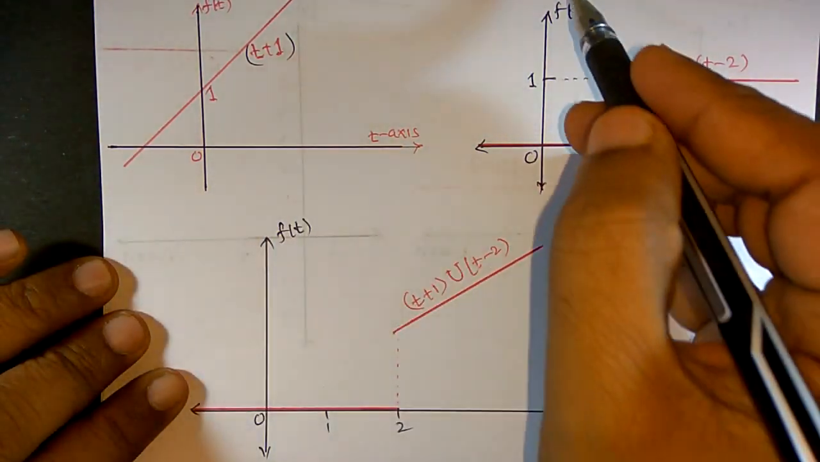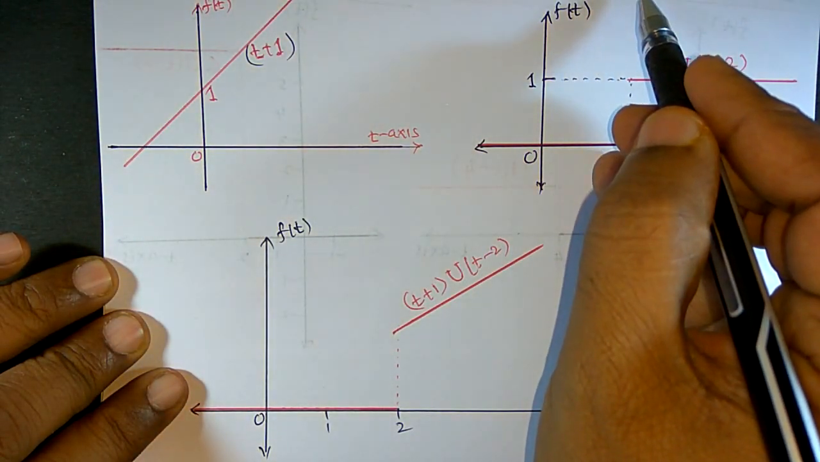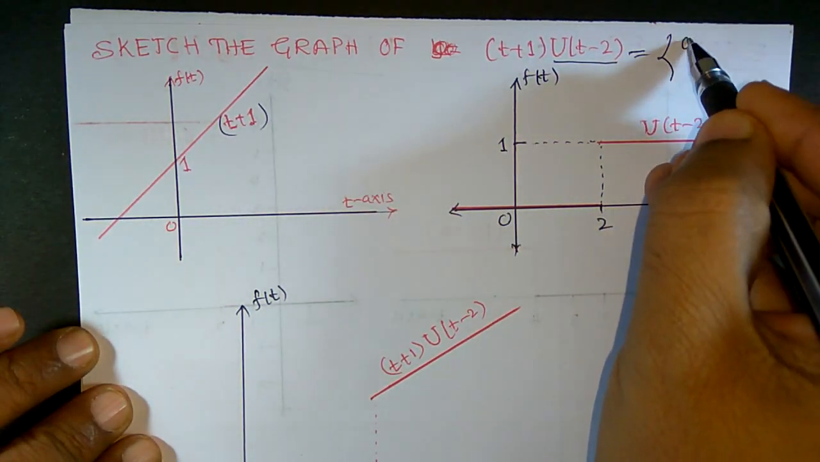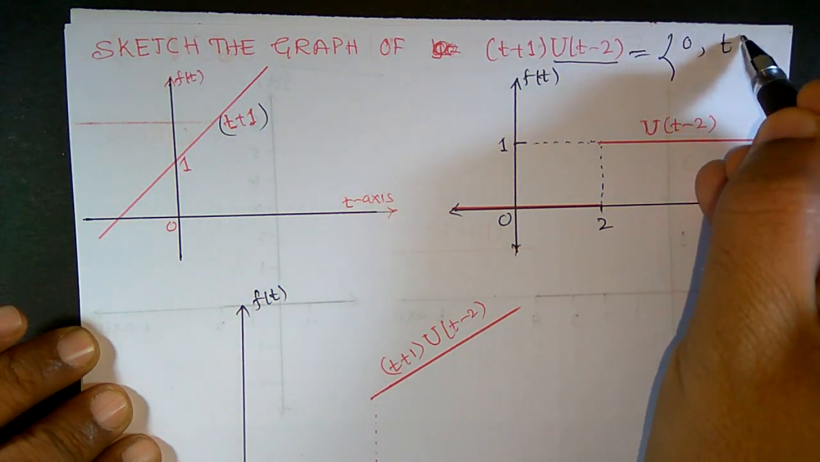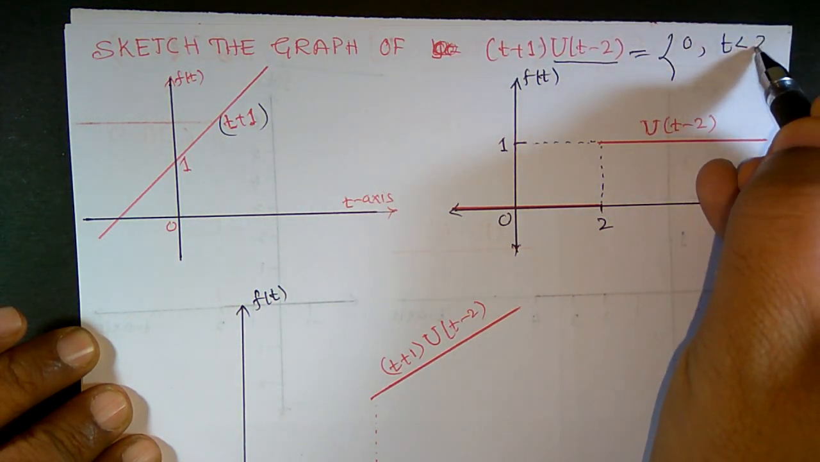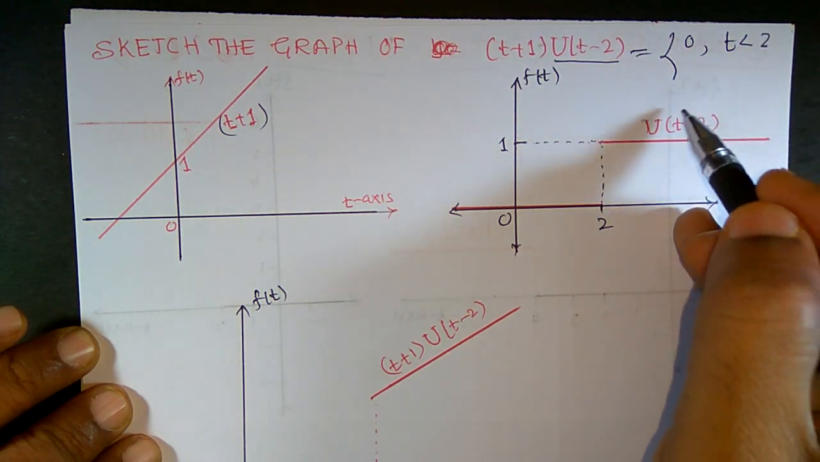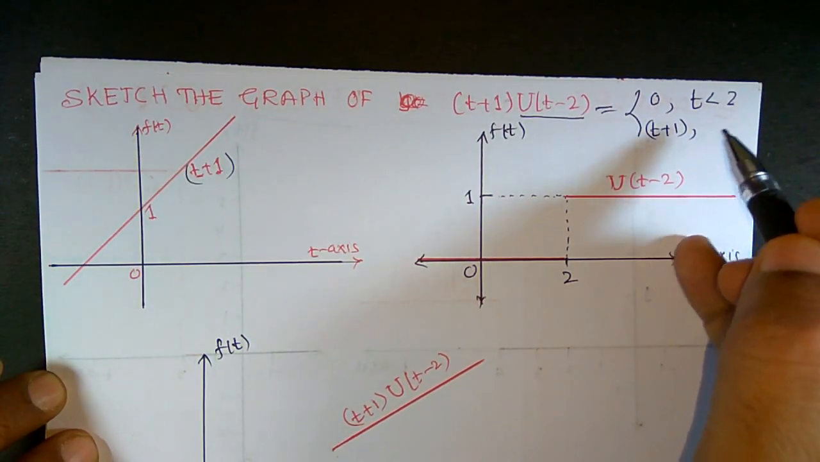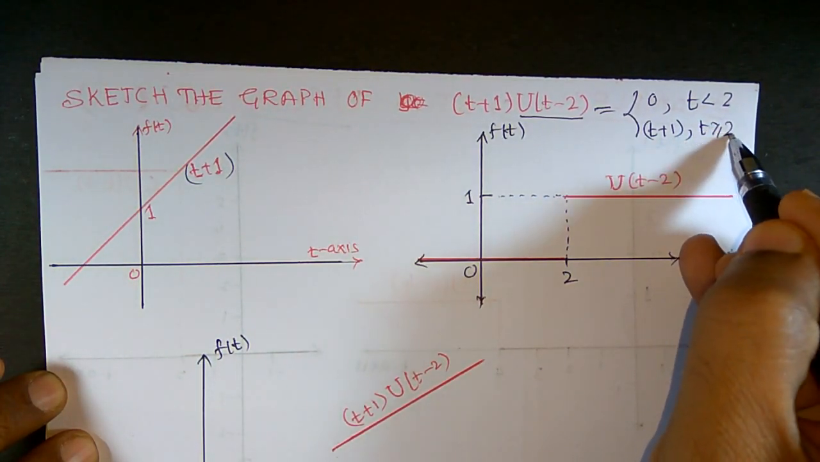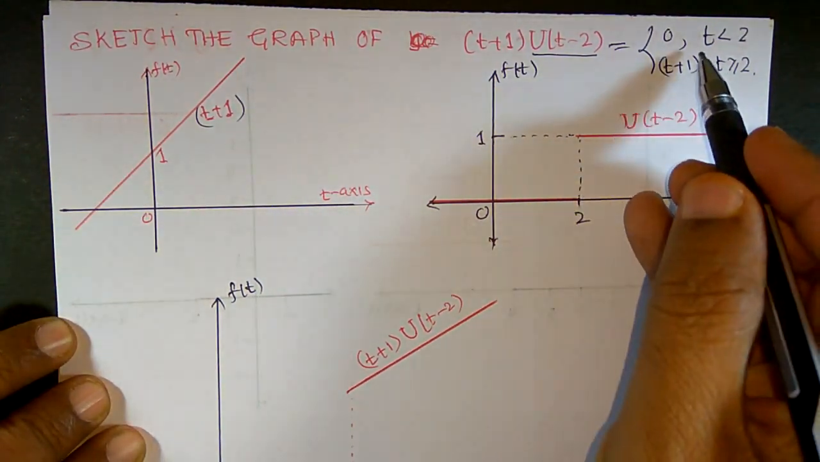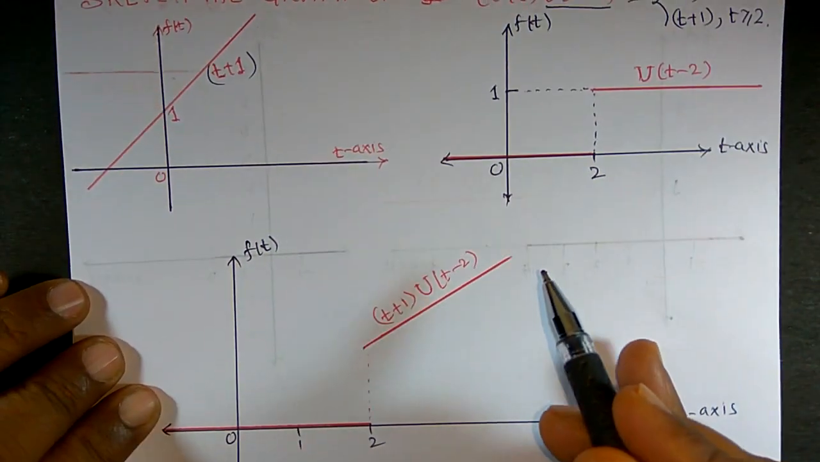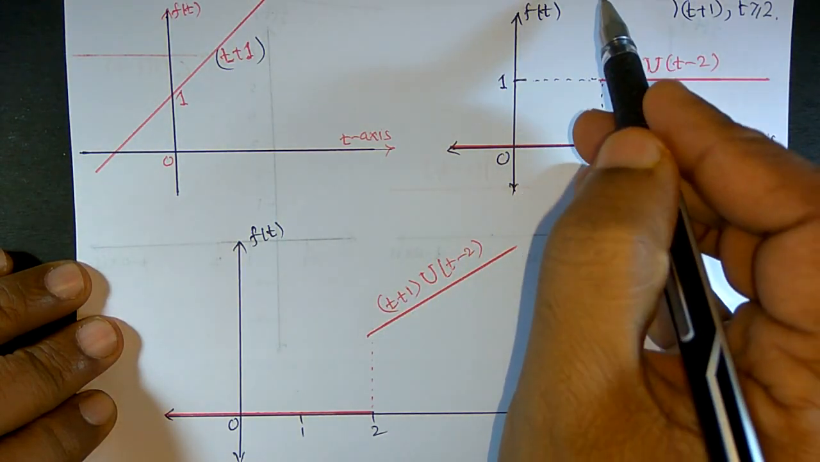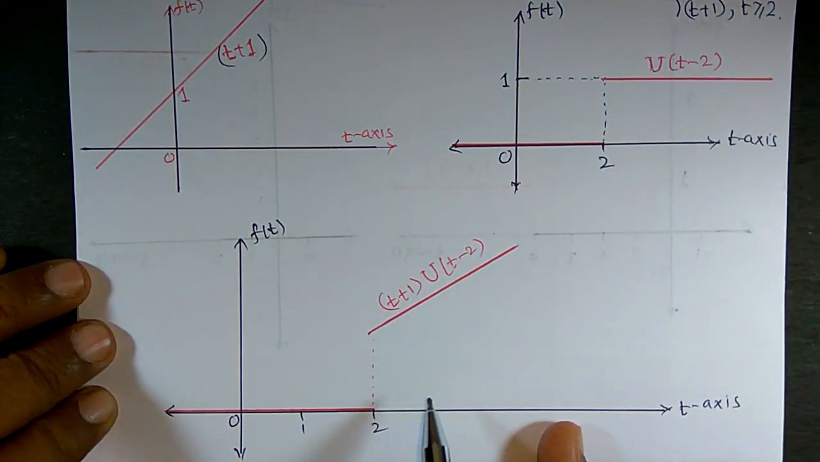We can define mathematically t plus 1 into u of t minus 2. So that is equal to, you will get 0 when t is less than 2, right? Otherwise you will get t plus 1 when t is greater than or equal to 2 mathematically. And what is the resultant graph when you multiply t plus 1 into u of t minus 2? So this is the resultant graph.